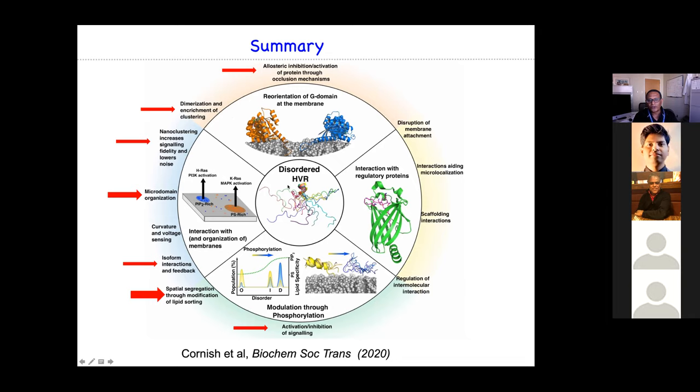So it has been framed more recently in terms of this being an intrinsically disordered peptide, but all of these issues have been studied for a long time, and what connects them appears to be this disordered region, the HVR.